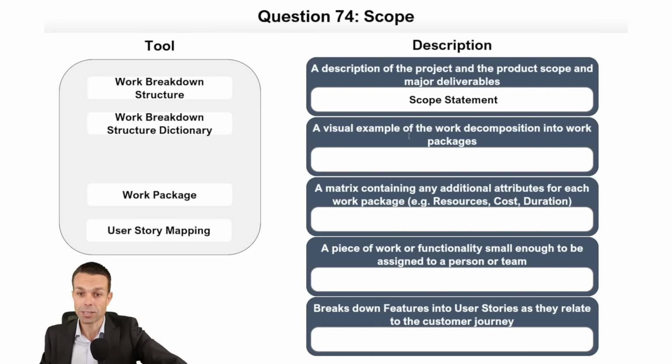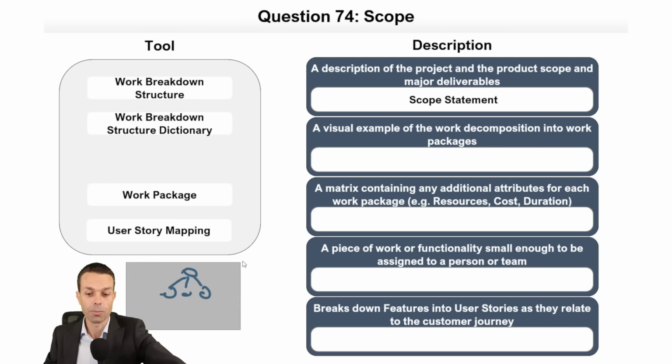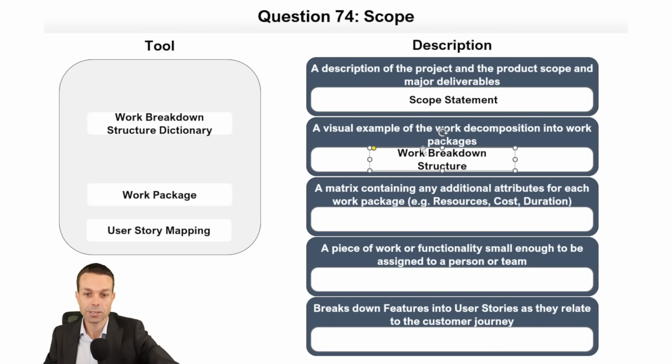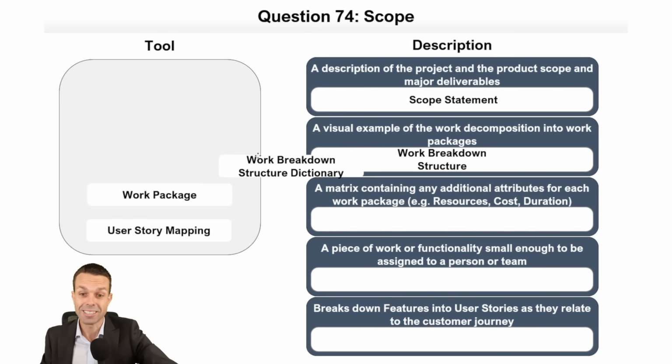Okay, this is all of our wonderful scope items. That's going to be our scope statement. It can be a sentence and then a list of features, just the major deliverables. Using a visual example of the work decomposition into work packages, we're taking those high-level deliverables and turning them into smaller and smaller pieces. We're decomposing them. That's going to be our work breakdown structure.